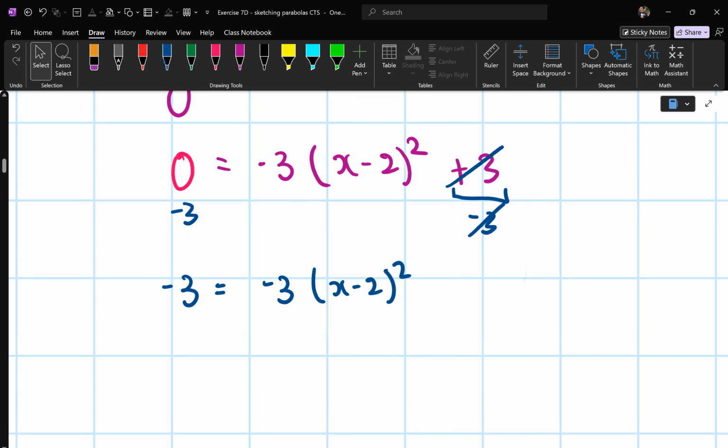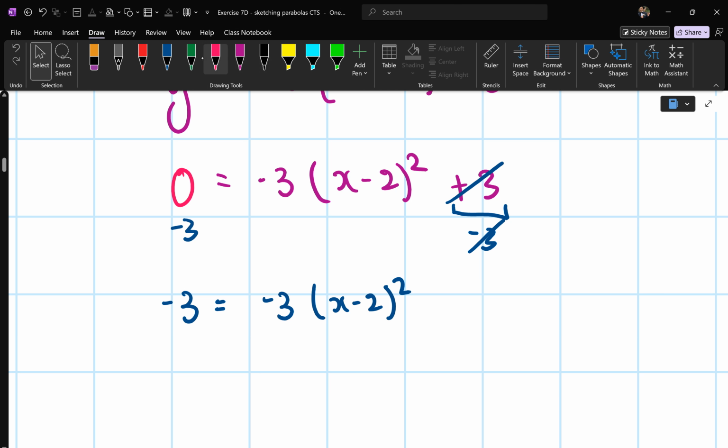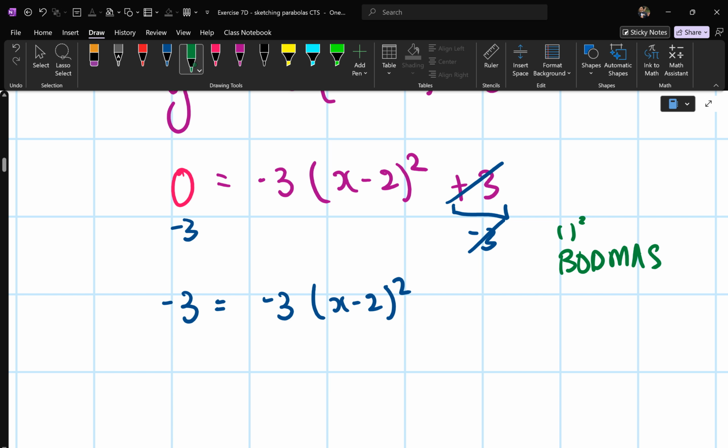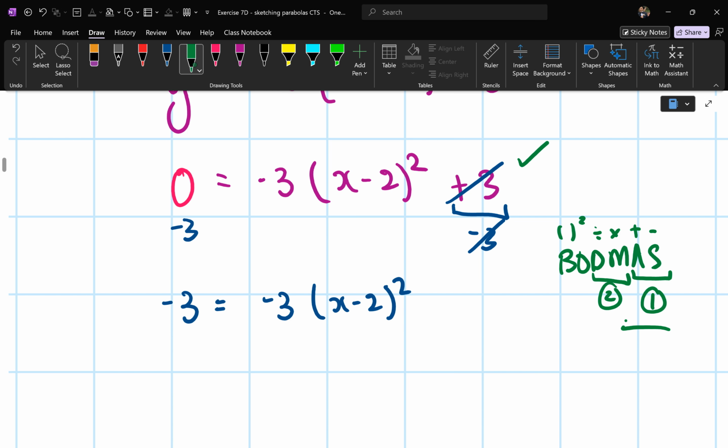A lot of students at this point then do square root because they're trying to get rid of the square, but remember BODMAS. The order goes brackets, indices, division, multiplication, addition, then subtraction. So if you're undoing things, you're going backwards. So you should be getting rid of addition, subtraction first, which is what we did first here. Then the next one you should be focusing on is division or multiplication because you're working backwards, right?